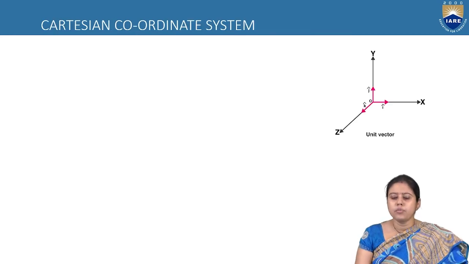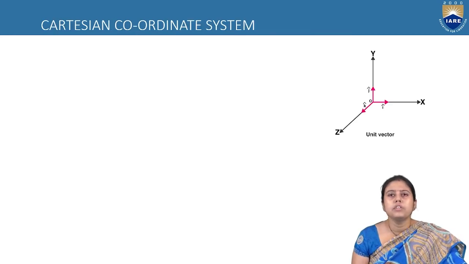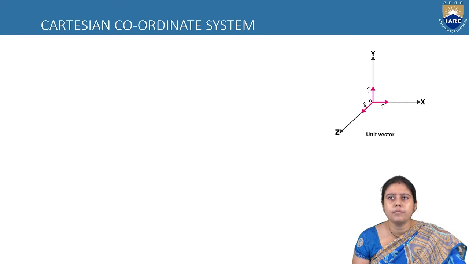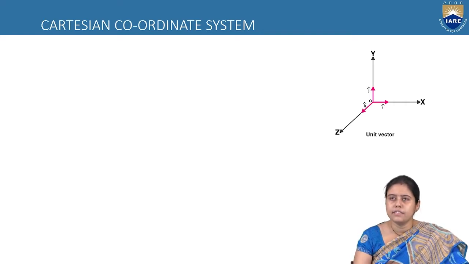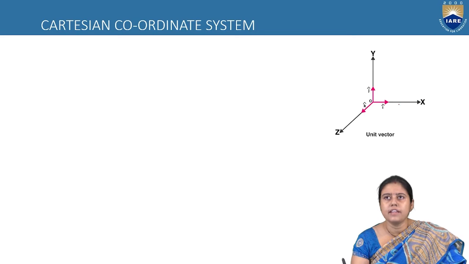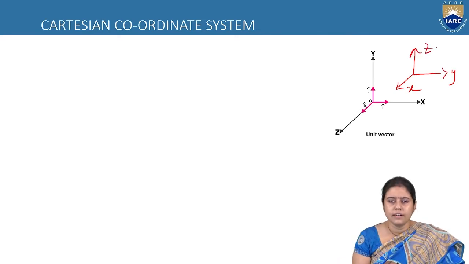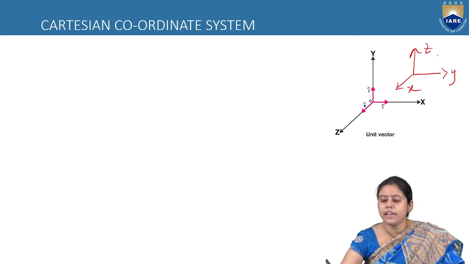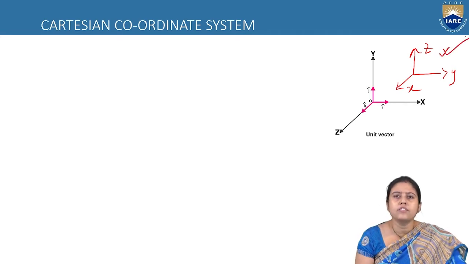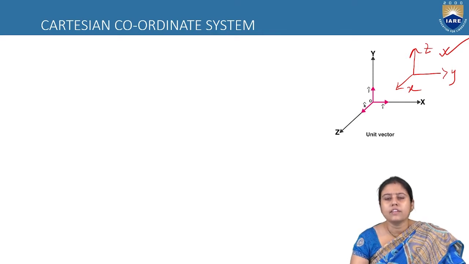So first we will start with our basic coordinate system, which is known as the Cartesian coordinate system. You can see it has 3 axes, x, y, z. Sometimes we can also draw it like this, x, y, z. Both are correct, but we will generally use this one. You can see the x, y, z are all 90 degrees apart.